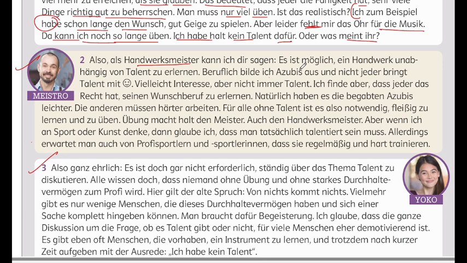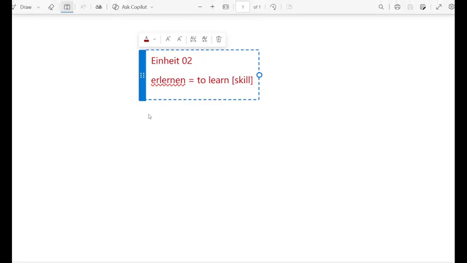Unabhängig von, and here we are using the alternative to a modal verb, that is, es ist möglich. So, what is that? It would be man kann. Man kann ein Handwerk unabhängig von Talent erlernen. So we can also replace it with man kann. Unabhängig von, independent of.